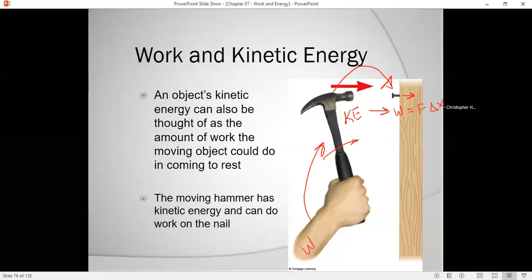What are we doing? We need so much force to drive that nail forward. You can't even push it in with your hands. We need a tremendous amount of force. So that F is really, really large, even to get a very small displacement. So it's energy transformation. Chemical energy from our muscles becomes work. Work becomes kinetic energy. Kinetic energy becomes work.